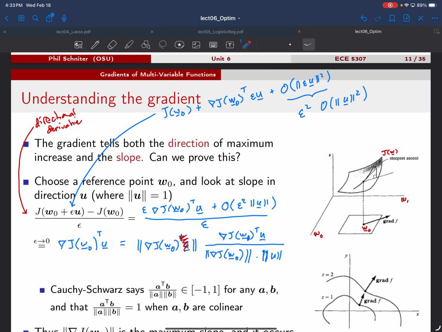So if I'm here and I'm moving my looking direction u around, as I look in different directions, if I want to find the steepest direction, the uphill steepest way, I would move u until this is maximized, right? Because this is not a function of u. This is just the gradient magnitude.